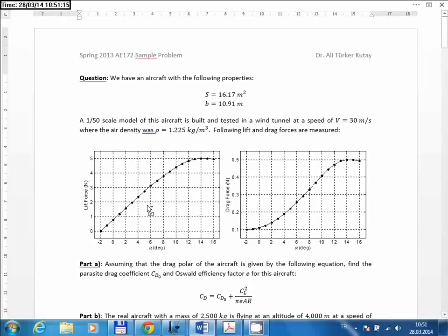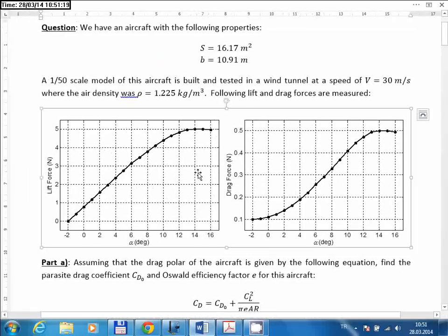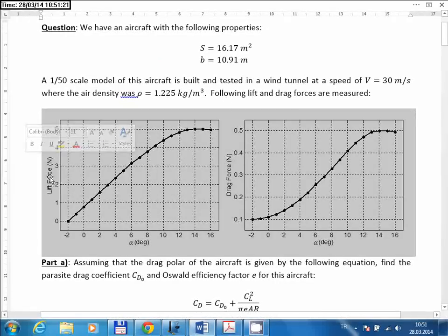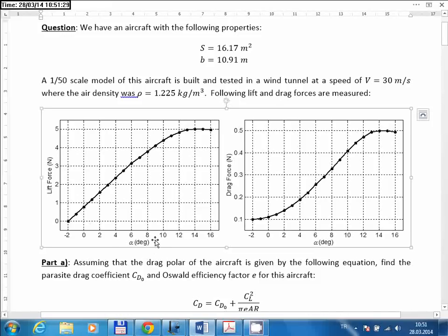So let me just make this slightly bigger. This curve, the one on the left, shows the lift forces. These are dimensional values directly. They have the unit of newtons. And these are measured at different angles. So you put your test model at different angles, you take a measurement, you change the angle of attack and take the measurement again. If you do this a number of times, the data you will get is supposed to look something like this.